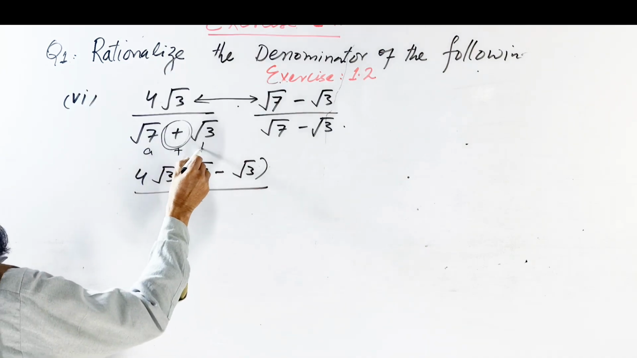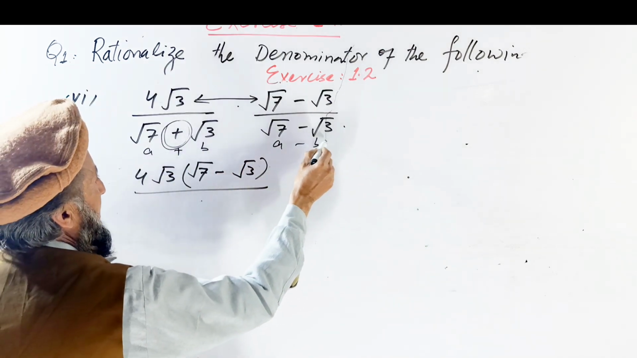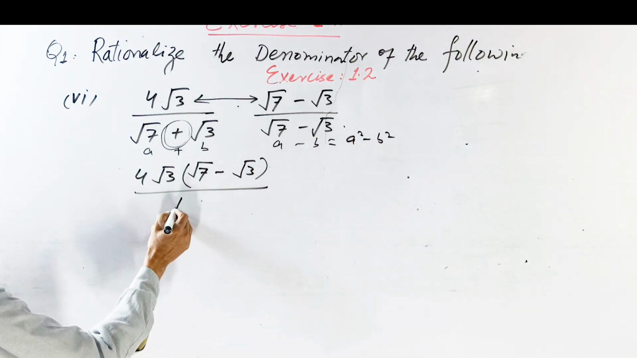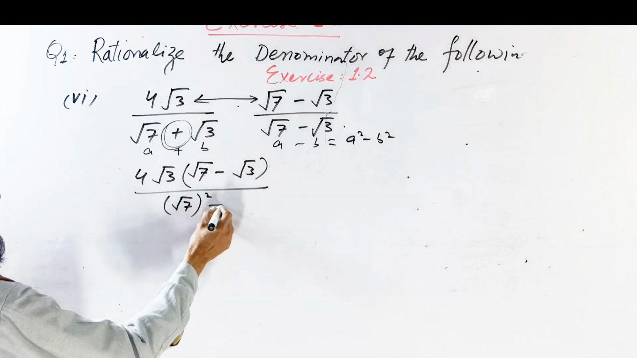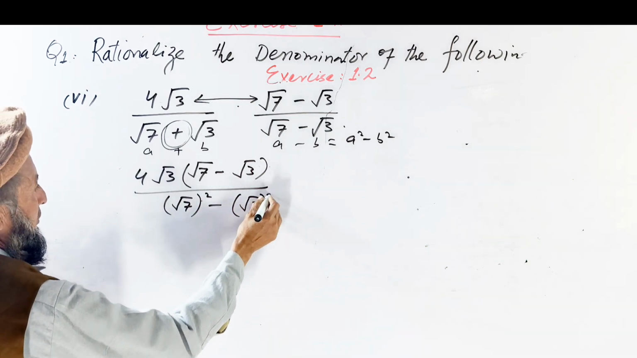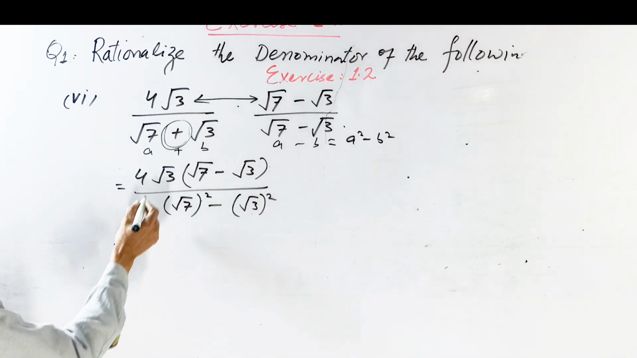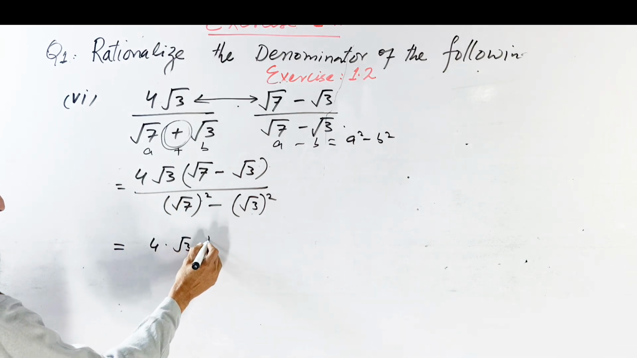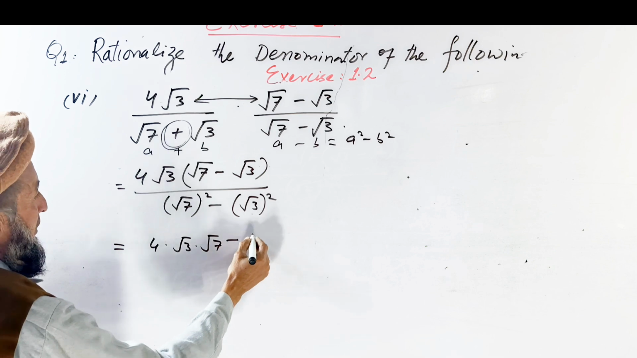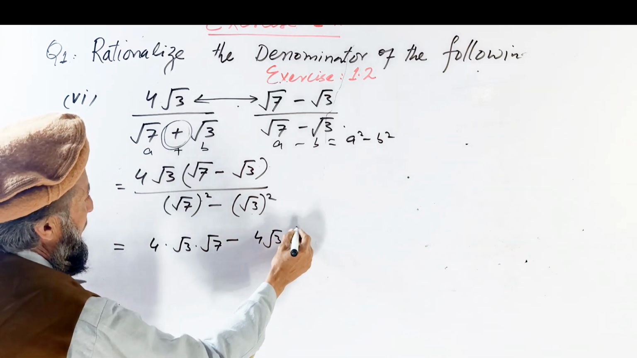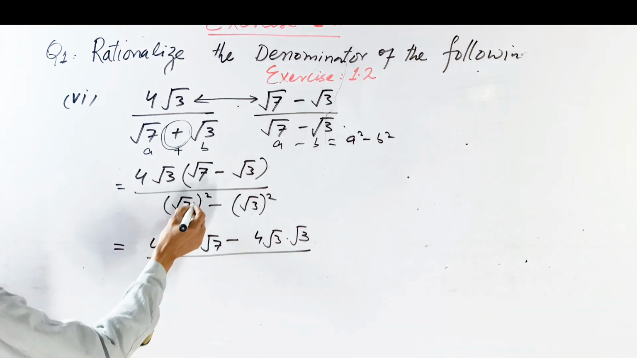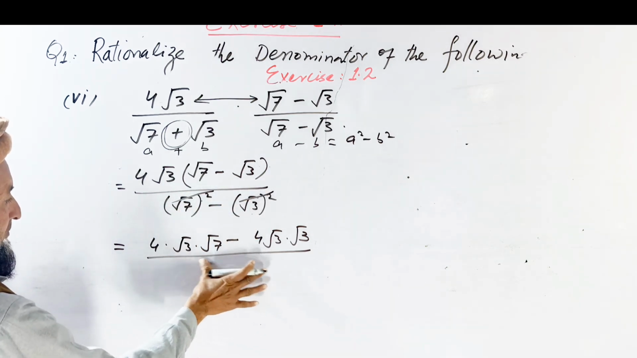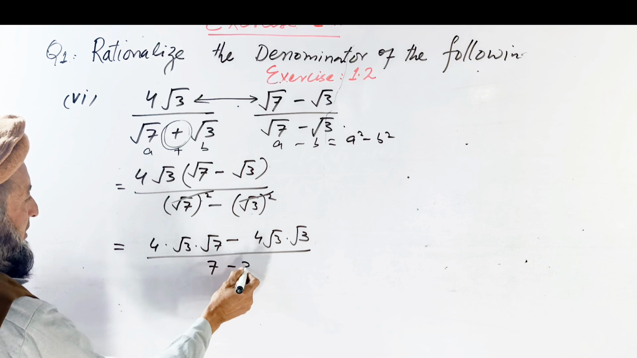Here we are using the formula a plus b into a minus b is equal to a square minus b square. Here root 7 whole square minus root 3 whole square according to this formula. So we multiply both terms, 4 root 3 and root 7, minus 4 root 3 and 2 root 3. So both are cancelled. This is also cancelled. We get here 7 minus 3.